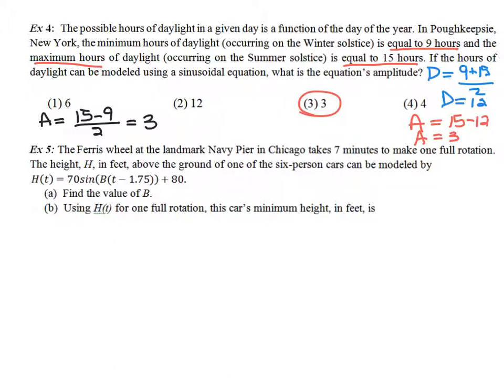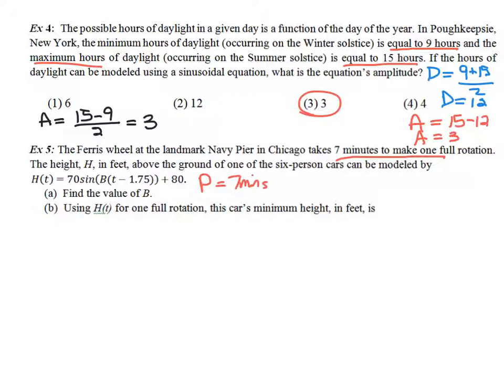Now let's go to example number 5. We've got another Ferris wheel problem. This one is the actual Ferris wheel at Navy Pier in Chicago. Maybe some of you have been there. It takes 7 minutes to make one full rotation. So if I know that it takes 7 minutes to make one full rotation, then that, of course, is telling me my p value. So p is equal to 7 minutes.